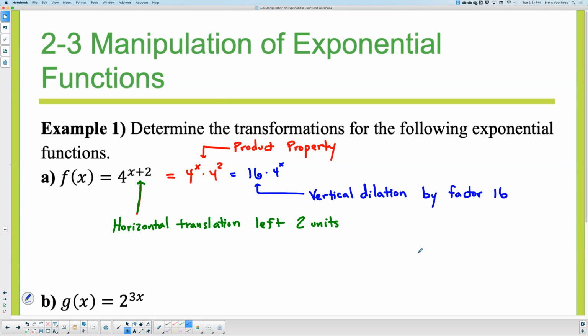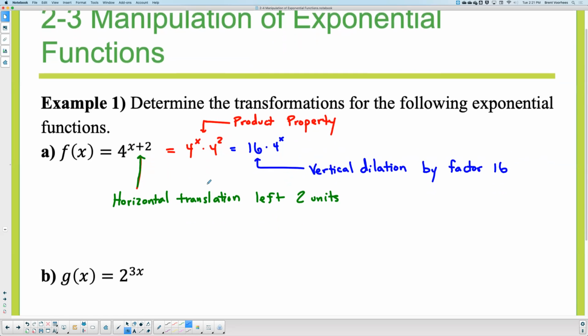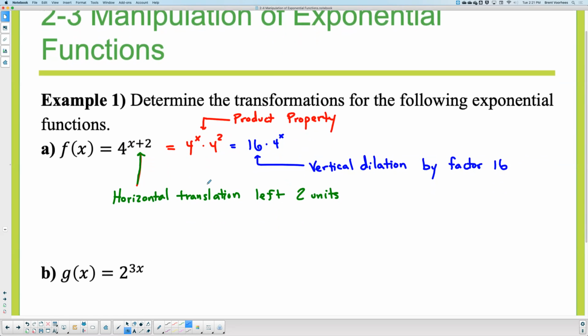So for this particular function, I want you to make note of this. Horizontally translating this function left 2 units was the exact same thing as vertically dilating it by a factor of 16. These were one and the same. You see how with exponentials we can change transformations? This horizontal translation became a vertical dilation.